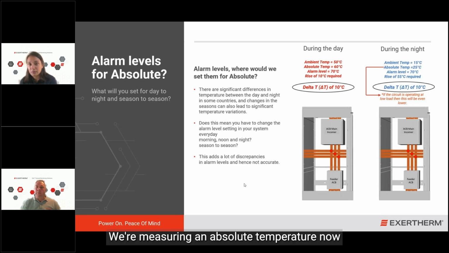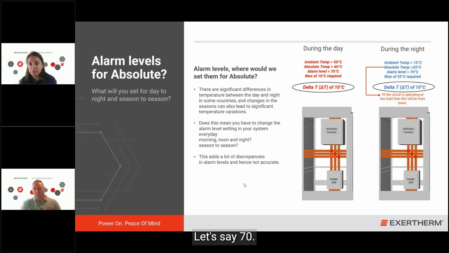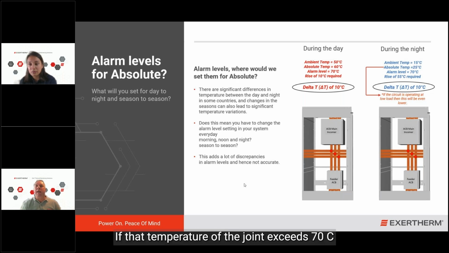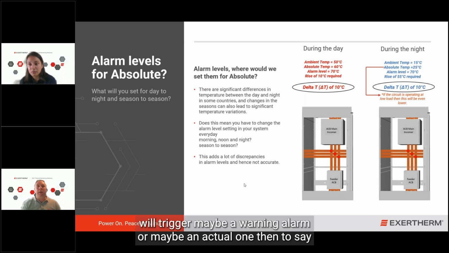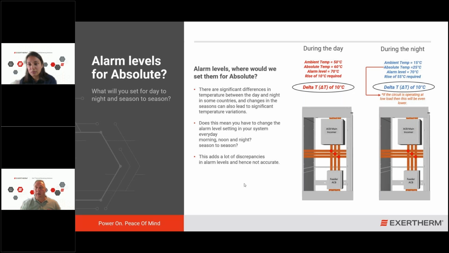We're measuring an absolute temperature now. On that joint, it's 60 degrees C. So we've actually got a difference of 10 C. Now, where do you set your alarm level? Let's say 70. If the temperature of the joint exceeds 70 C, we'll trigger maybe a warning alarm and maybe an extra one then to say, right, we'll have a critical alarm after that.